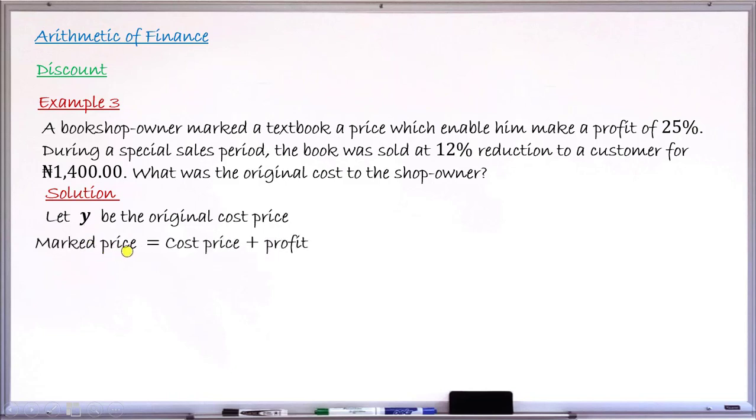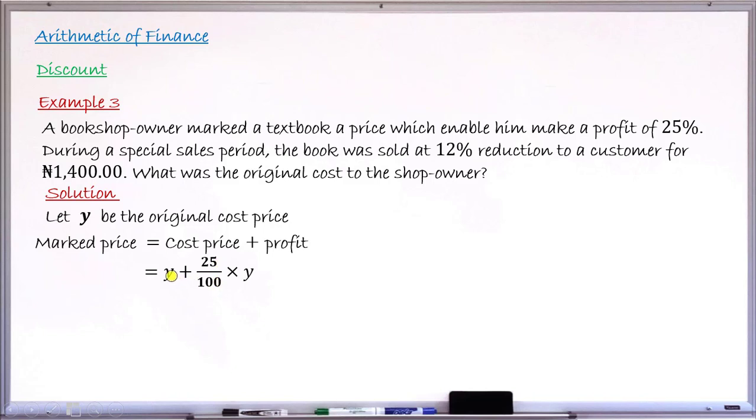So that market price will now be equals to the cost price of the book, which I now said is letter y, plus the profit, and this profit is percentage of the cost price. Let me just substitute. I'm going to have y for the cost price plus the 25% of the cost price, which is y. So I have 25 over 100 times y. So this gives me the market price of the book if I have simplified. So simplifying this 25 over 100 times y gives you 25y over 100.